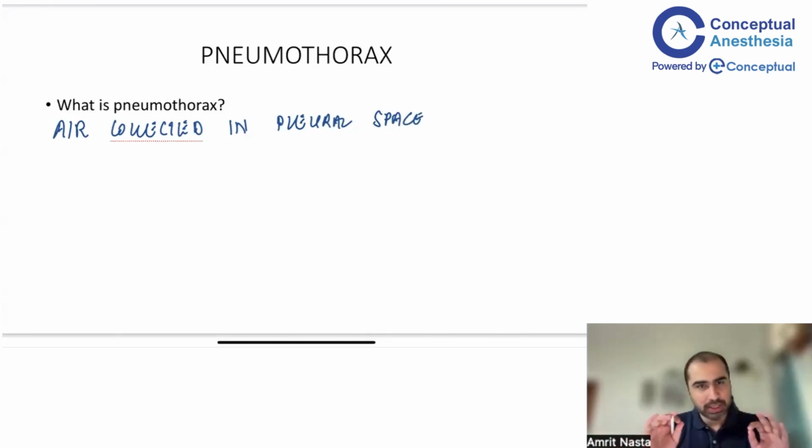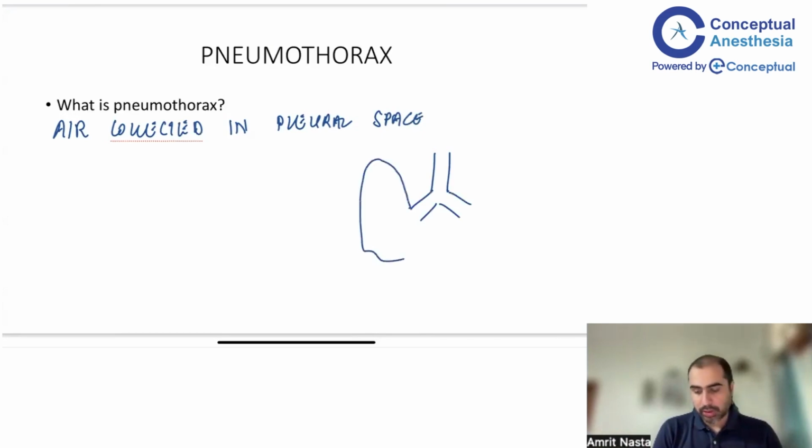Now, what is this pleural space? If you understand it, you will understand pneumothorax very comfortably. So let's look at the basic anatomy. Then things will get easier. So this is your trachea, the two bronchi, which will split into bronchioles, and these are your lungs. And the lungs have a covering, a very thin covering on the surface of the lung. That covering is called the visceral pleura. So the pleura which is on the surface of the lung is the visceral pleura, like you have visceral pericardium, visceral peritoneum.